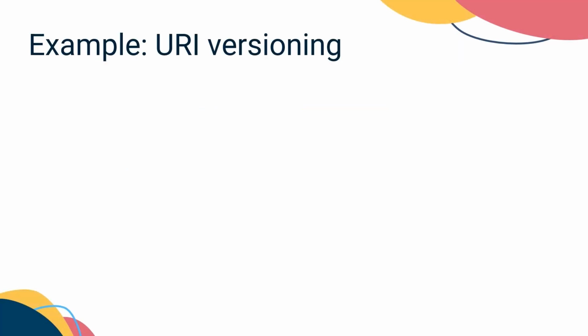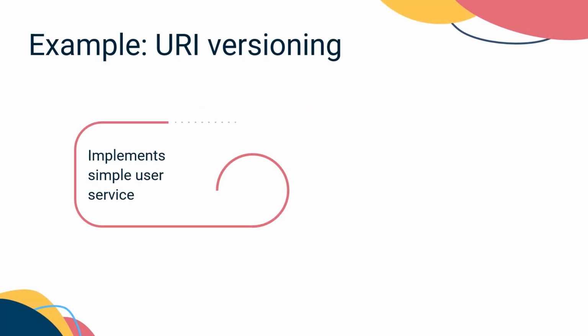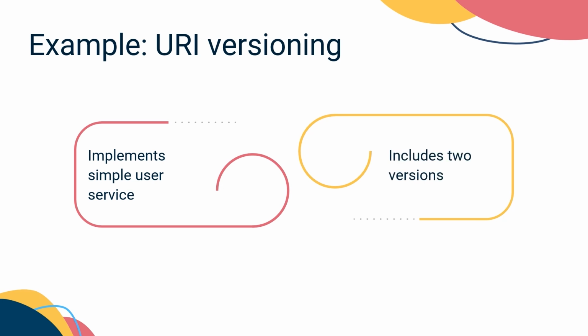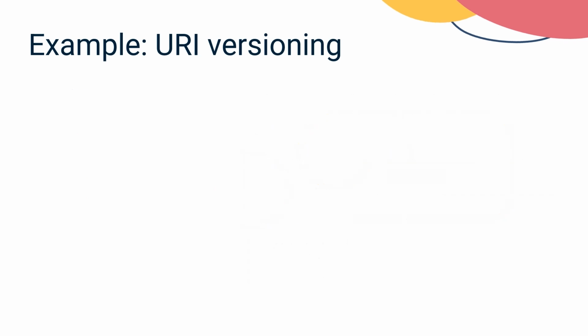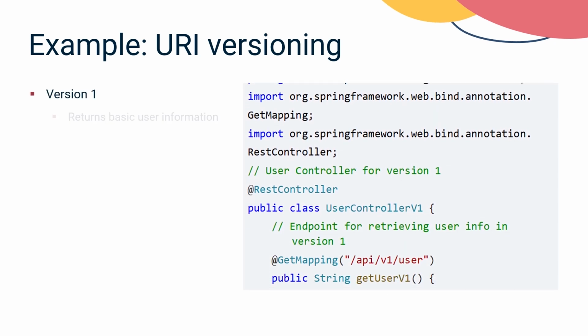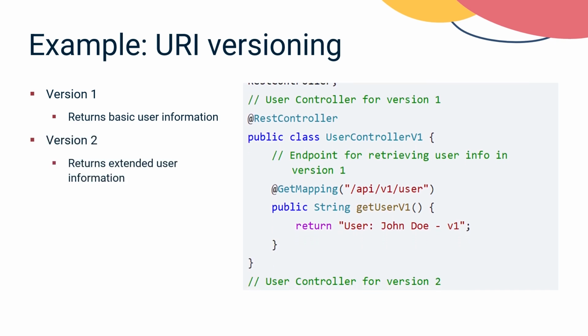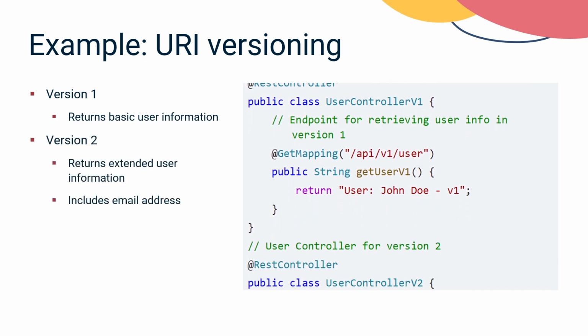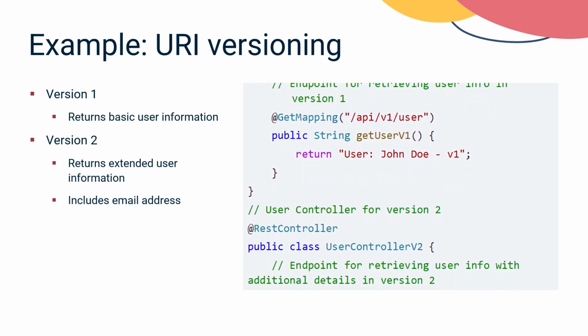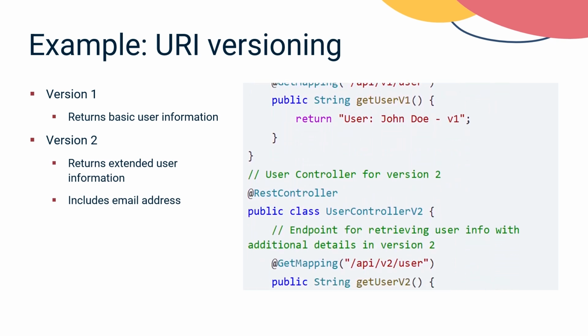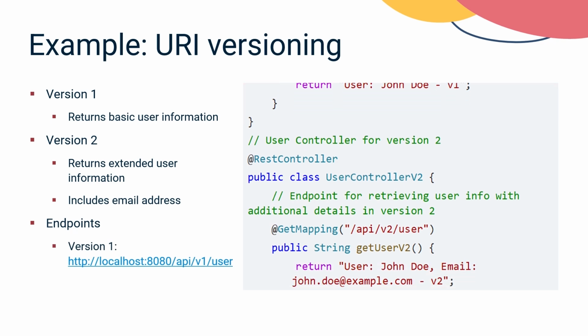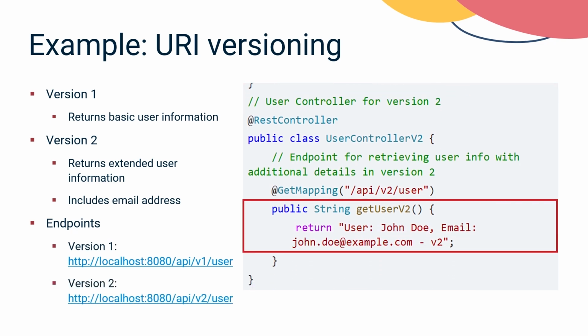Now, let's explore an example that implements a simple user service with two versions using URI versioning. In version 1, the API returns basic user information, while version 2 provides extended user information, including an email address. Once the application runs, you can access the following endpoints for basic and detailed user information.